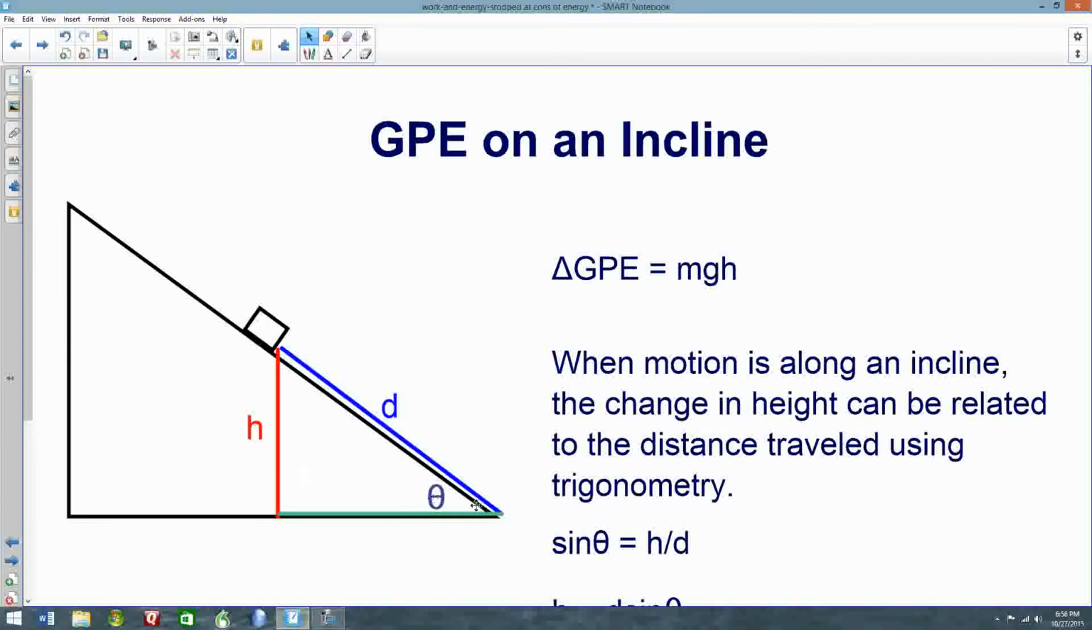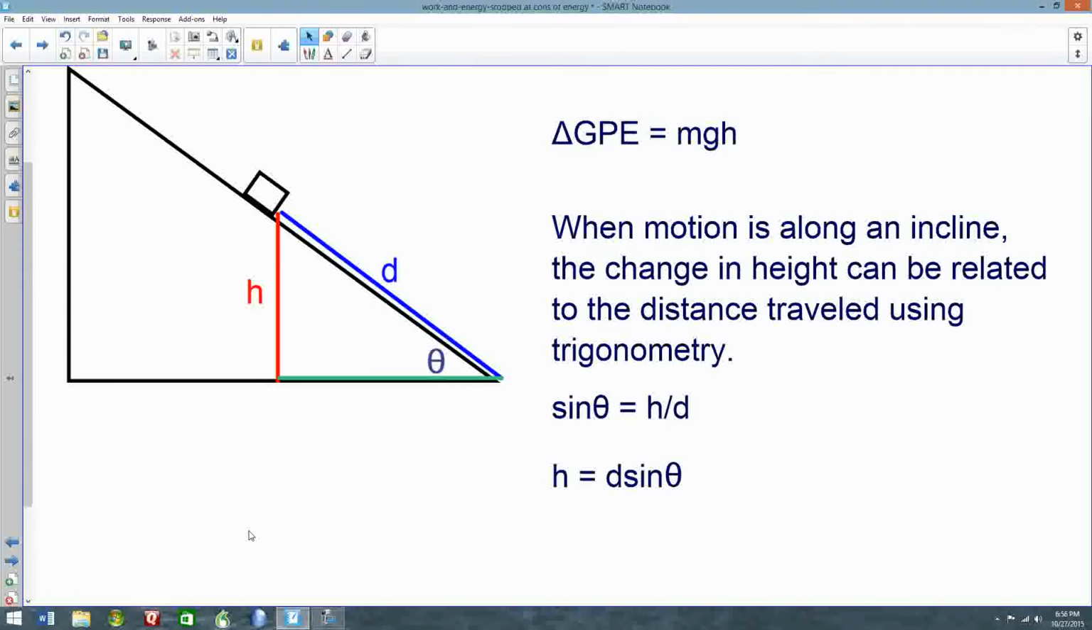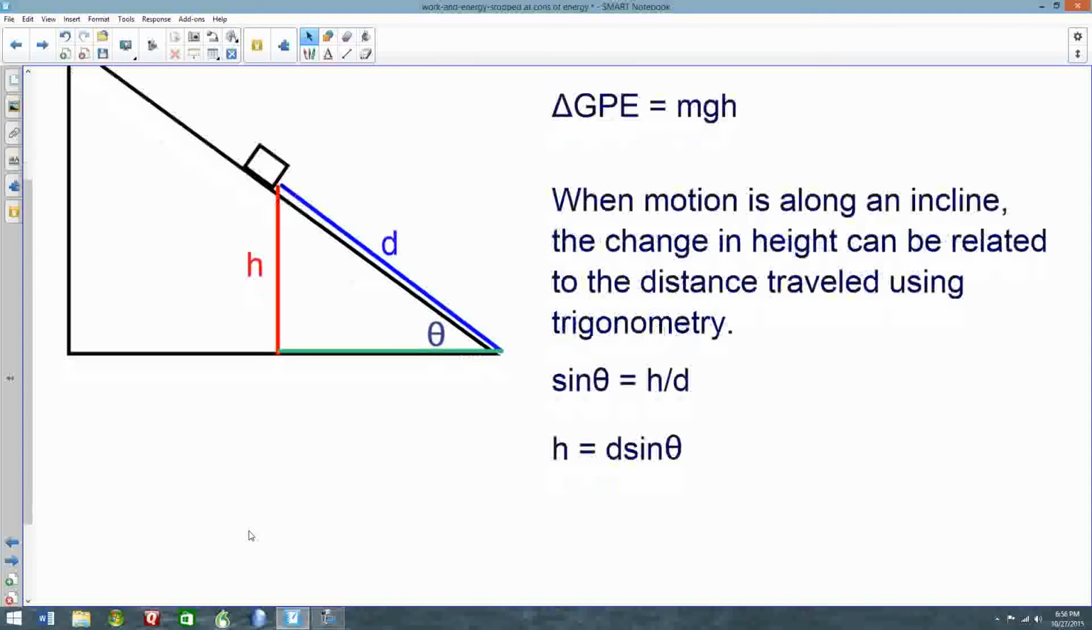Well, we can see from the triangle here that if I take opposite over hypotenuse, which is the sine of the angle theta, that will give me h divided by d. So h is going to be equal to d sine theta.